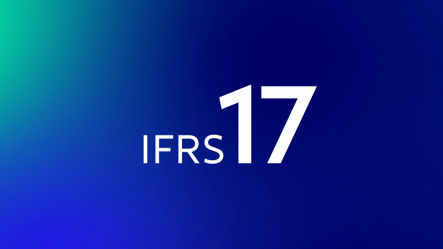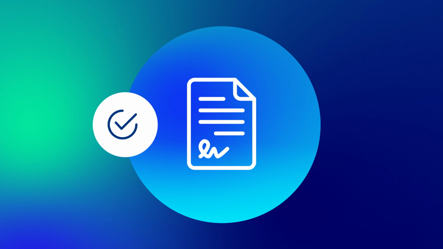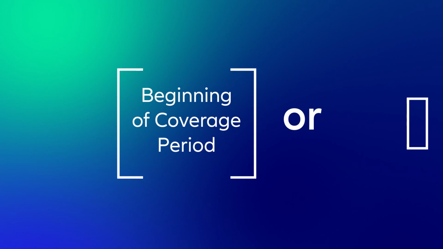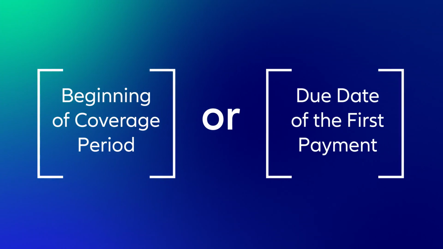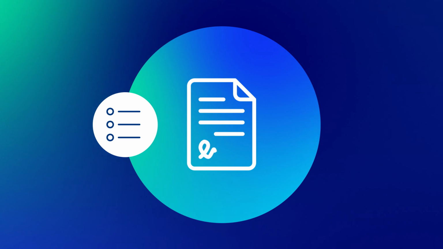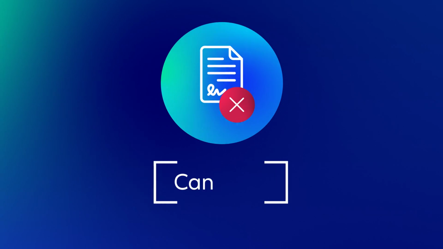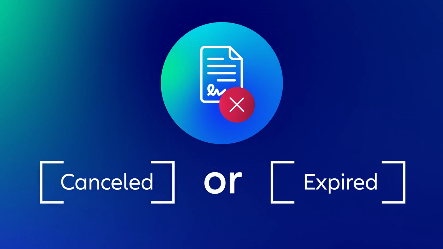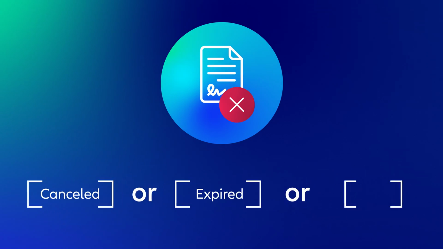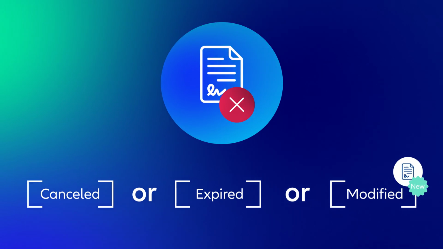The IFRS 17 standard also defines rules on when an insurance contract can be recognized in an insurer's books. It is the earliest of the beginning of the coverage period, or the due date of the first payment, or when clear signs emerge that a contract has become loss-making. Similarly, there are guidelines for derecognizing contracts. A contract is derecognized when it is canceled, or it has expired, or the obligation has been met, or the contract was modified in such a way that it has to be recorded as a new contract.